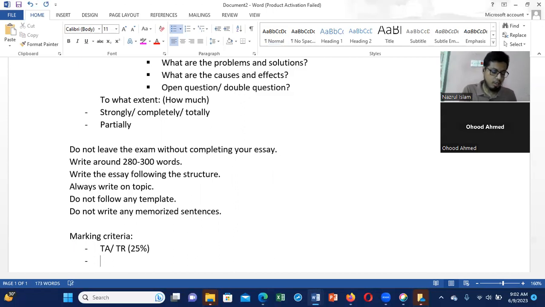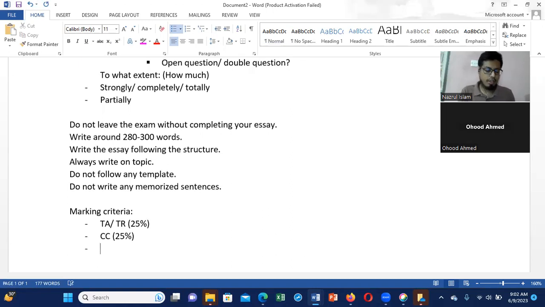Second thing, coherence and cohesion. It also carries the same weight, 25%. Third thing, grammatical range and accuracy. The weight is exactly the same, 1/4 of the total band score. And finally, lexical resources. It also carries 25% of the total band score in the writing question, specific to task 2. For task 1 it is task achievement, for task 2 it is task response.